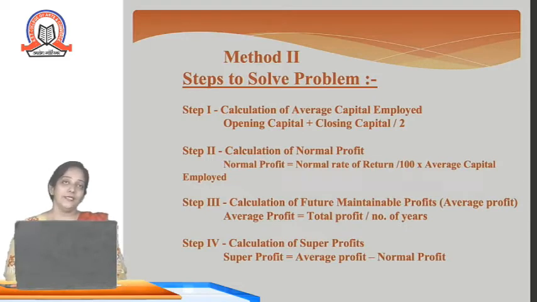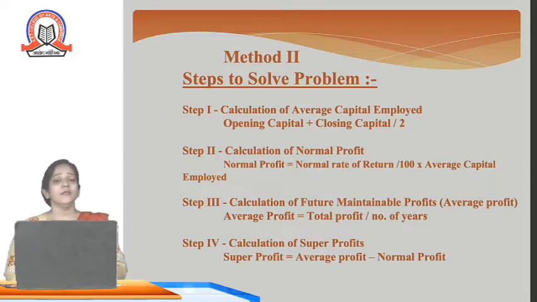For calculating the normal profit, the formula is capital employed, that is the amount which we got from the first step, the average capital employed, into NRR, that is the normal rate of return, divided by 100. So we will get the value for normal profit.